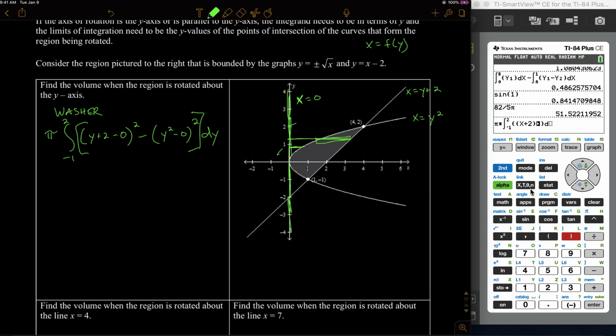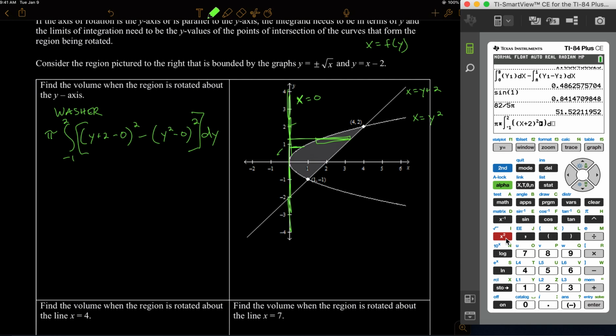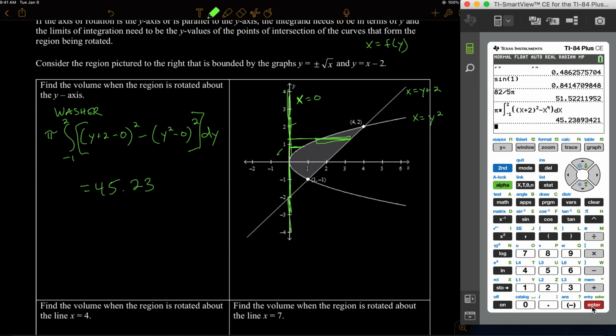Y plus 2 squared, minus y to the 4th, or in this case we're doing x's here, dx. And we're getting 45.21.39. That is the volume of that solid rotated, so that would be units cubed.